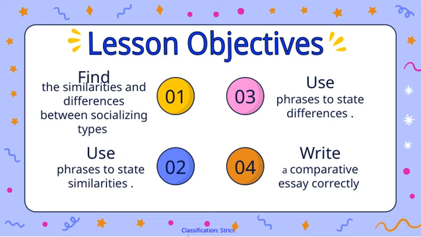Once we've gathered these comparisons, the next step is to write a well-structured comparative essay. This means organizing our ideas clearly and logically, making sure to highlight both the similarities and differences we've identified. Remember, the goal is to present a balanced view, showing how these socializing types relate to each other and how they differ. By mastering these skills, you'll be able to analyze social interactions more effectively and communicate your insights clearly.